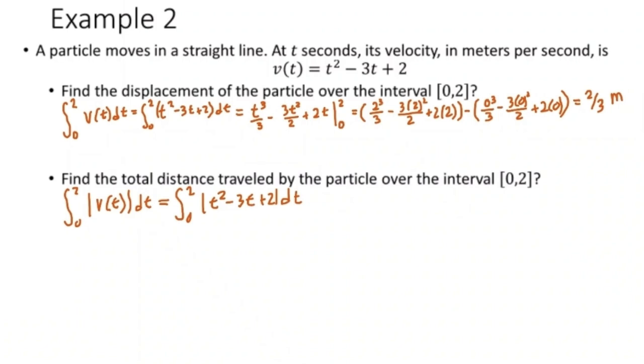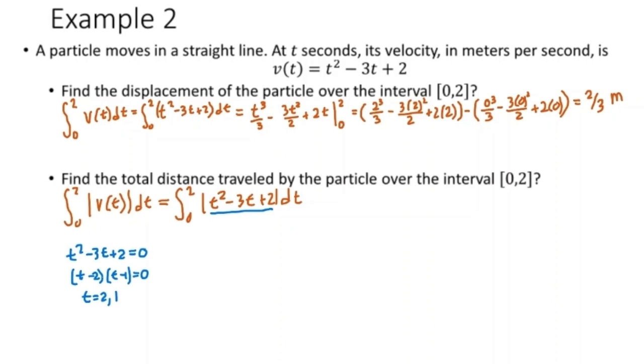We know that the absolute value of a positive value is itself, while for a negative value it's the opposite. So what we're going to do is focus on determining where our t squared minus 3t plus 2 is positive or negative. To help us, we're going to make a sign chart of the t squared minus 3t plus 2. We're going to start off by setting the t squared minus 3t plus 2 equal to 0, and we're going to solve for t, and we get that t equals 2 or 1.